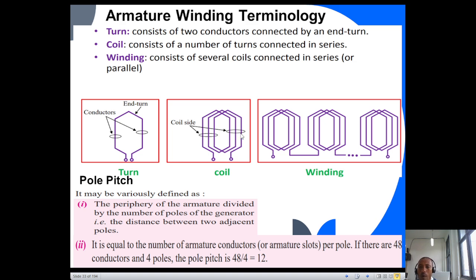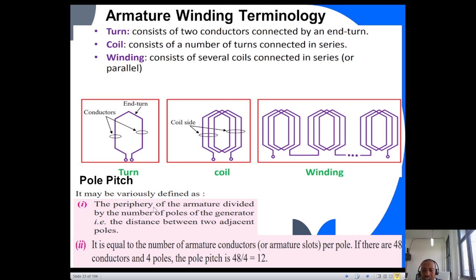And the next is coil. It consists of a number of turns connected in series. See this? They are connected in series, and this side is called the coil side. Therefore, one coil has got 2 coil sides. This is called a coil. And when coils are connected together in series or in parallel, according to the connection, we call it a winding. These are very basic terms: turn, coil, and winding. And the other important term is pole pitch.